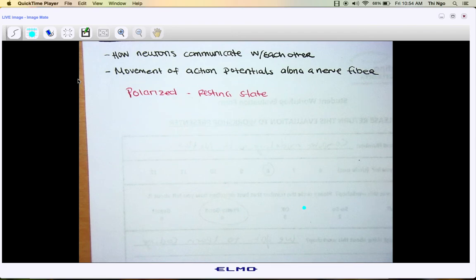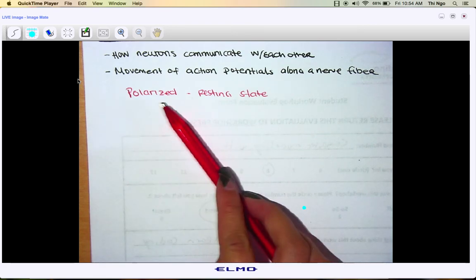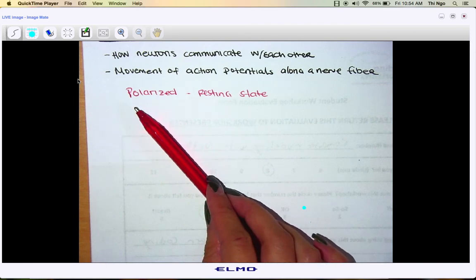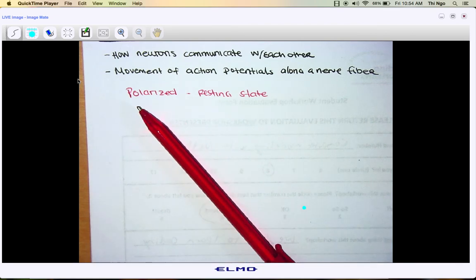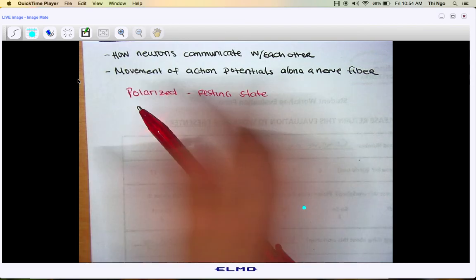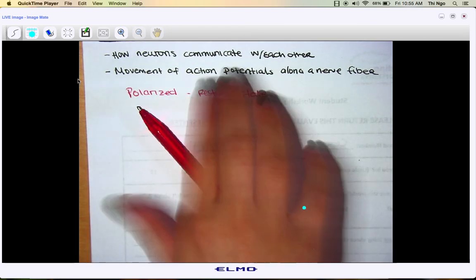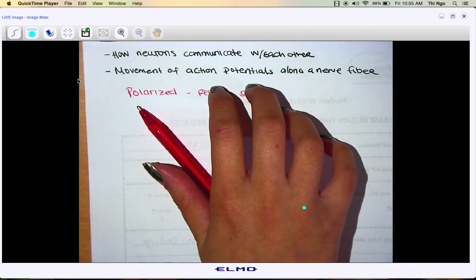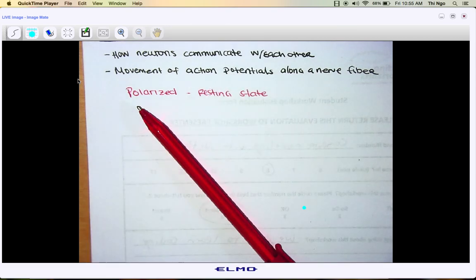Okay? So that means a neuron is the same way. It has positive on one side, negative on the other side. That means in your body, because you are able to have neurons communicate with each other, these neurons are using electricity as a form of energy. So that means you have electricity flowing through you right now.